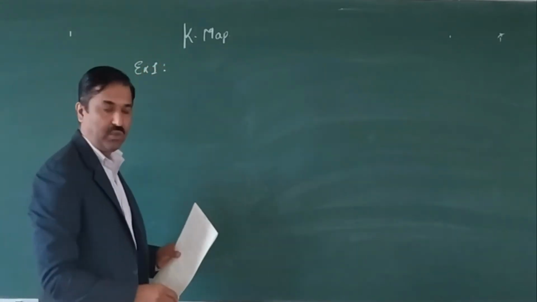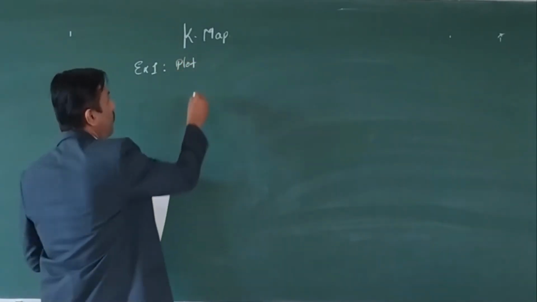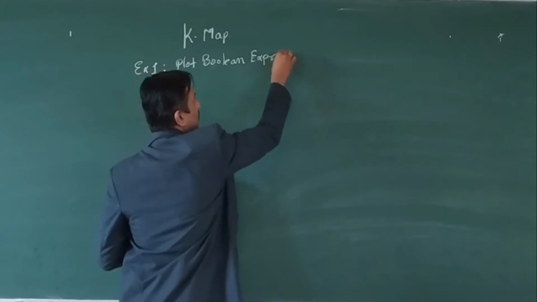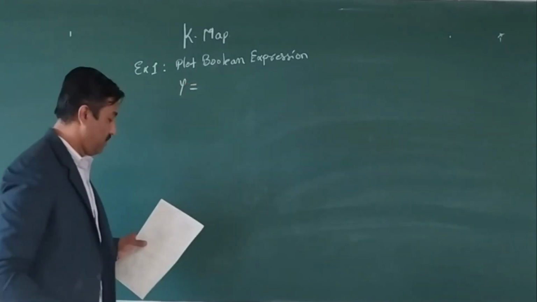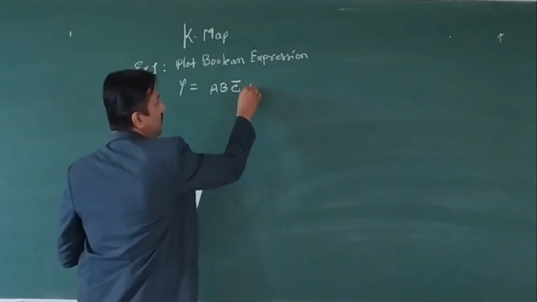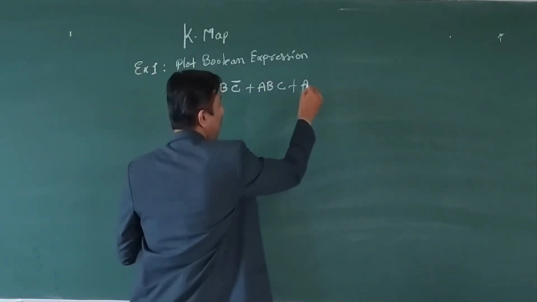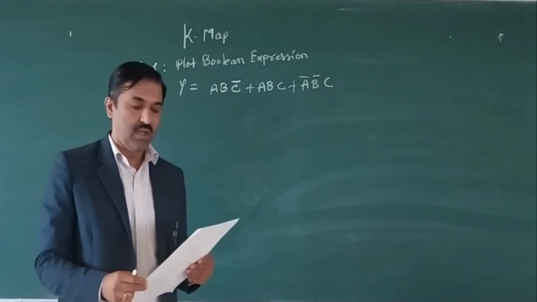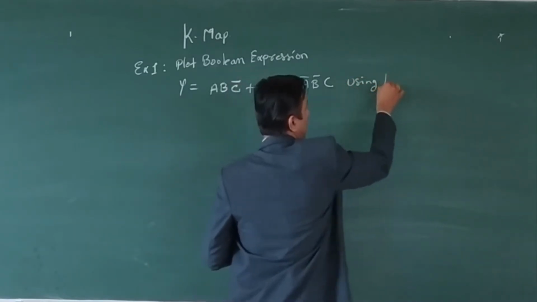Example 1 that I am going to take is to plot a Boolean expression for the given function Y is equal to ABC bar plus ABC plus A bar B bar C. This is a Boolean expression that we are going to plot using a K-map.